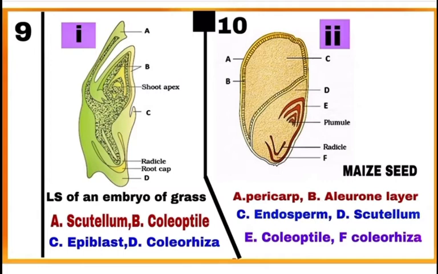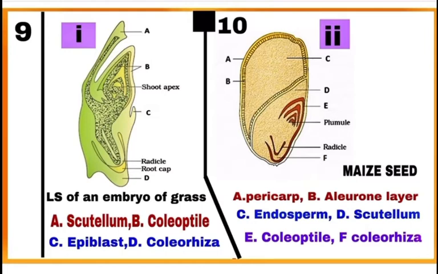Ninth diagram. It is the longitudinal section of an embryo of grass which is a monocotyledonous plant, and you have to label A, B, C and D. A is scutellum, which is the cotyledon. B is coleoptile, which covers shoot apex. C is epiblast, which is a flap-like structure present opposite to scutellum and which is continued with the coleorhiza. D is coleorhiza, which covers root apex.